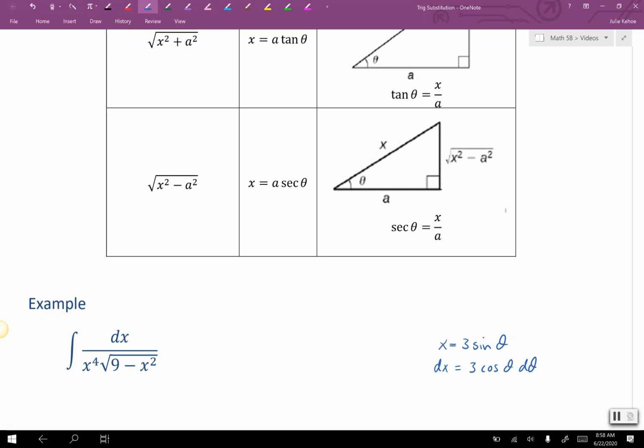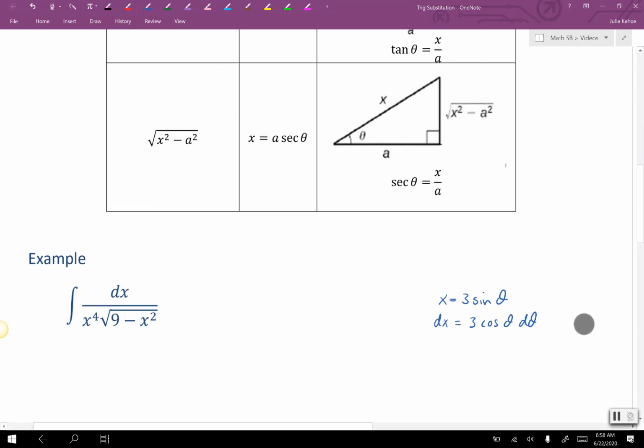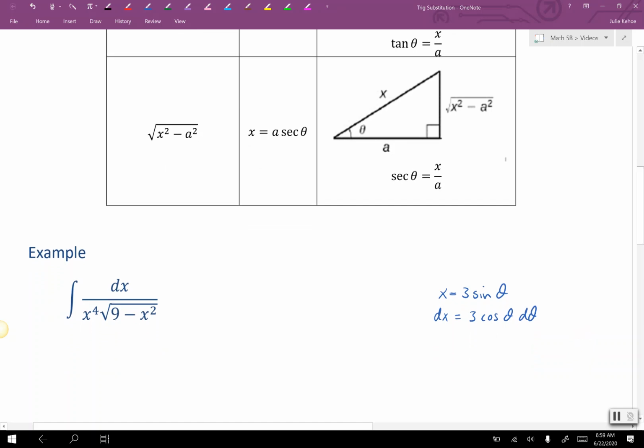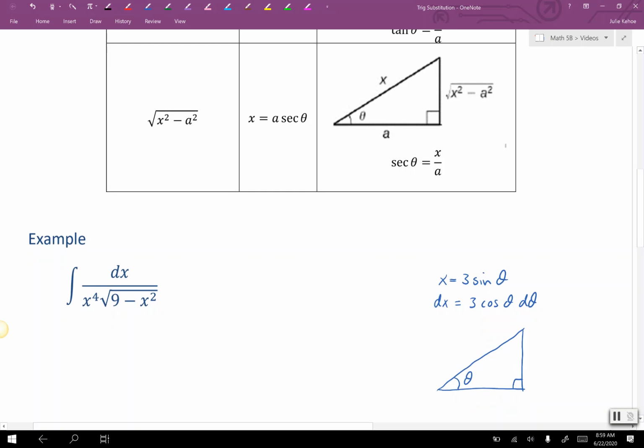The only thing I don't have at this point is the root. And this is where the shortcut comes in, in how do I figure out what that root is going to simplify to after doing my substitution. And I'm going to use the triangle for this. So let's set the triangle up. Here's my right triangle. I'll label theta right there. Now, to figure this out, because who wants to memorize those triangles up there, I use my original substitution here, that x equals 3 sine theta.